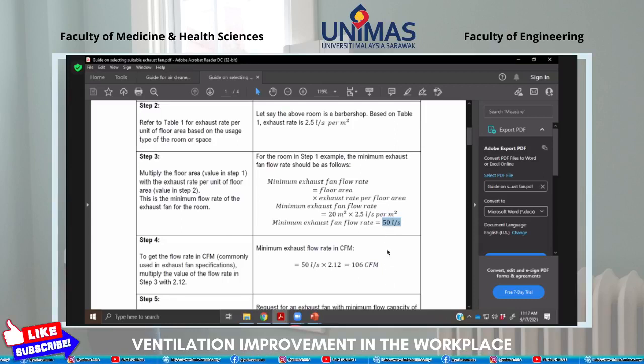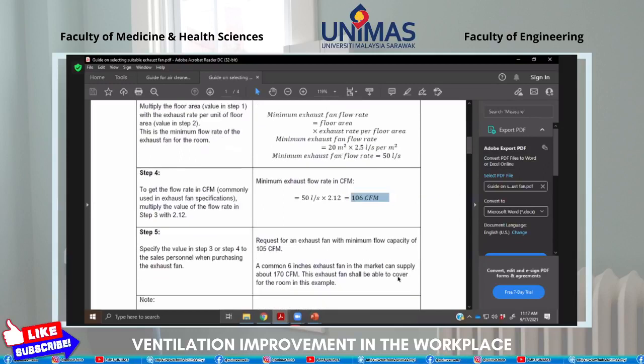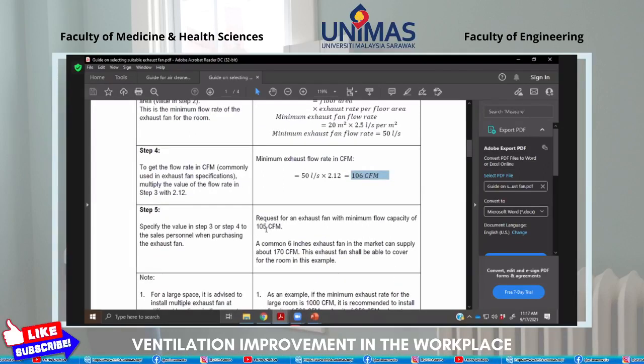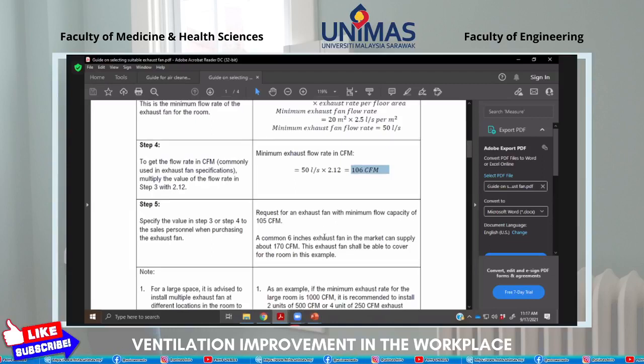We can convert this because most exhaust fans are rated in CFM, cubic feet per minute. The specification is given in cubic feet per minute. To convert into cubic feet per minute, we just multiply the liters per second by 2.12. So we get it in cubic feet per minute. Sorry, this is supposed to be 106. So we go to the retailer and tell them that we want an exhaust fan with a capacity of at least 106 cubic feet per minute. Basically, they won't be able to provide you with exactly this, because the smallest exhaust fan that you can find is most likely 170 or 200.